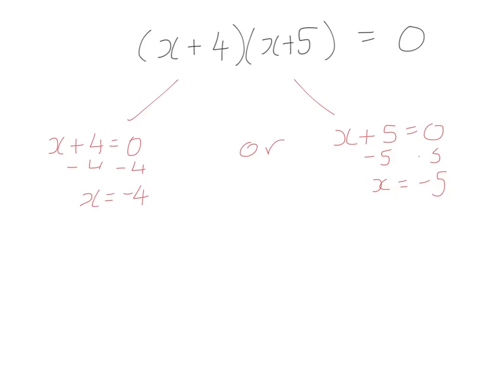So either x equals negative 4, because if x equaled negative 4, I could substitute that in there, and then that first bracket would become minus 4 plus 4, which is 0, and then 0 times anything would be 0. And similarly, the same would happen if I substituted x equals negative 5 in here. So these are the two solutions to the quadratic equation, such that when we multiply them together, it would equal 0.